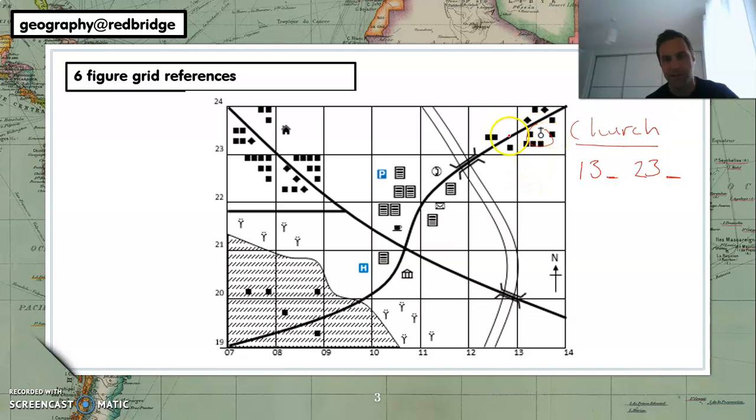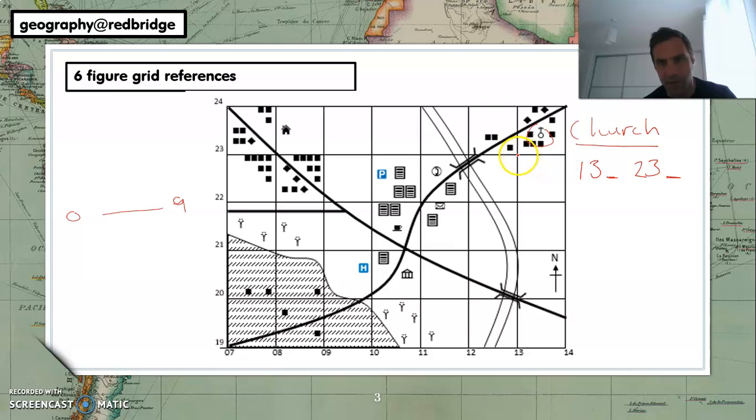So effectively, what you've got to do is just imagine or estimate how many tenths along the line you need to go. So your tenths will be 0 to 9, because obviously we can't have a 10 because it would be 13.10, which would make it a seven-figure grid reference. So it goes 0 to 9.